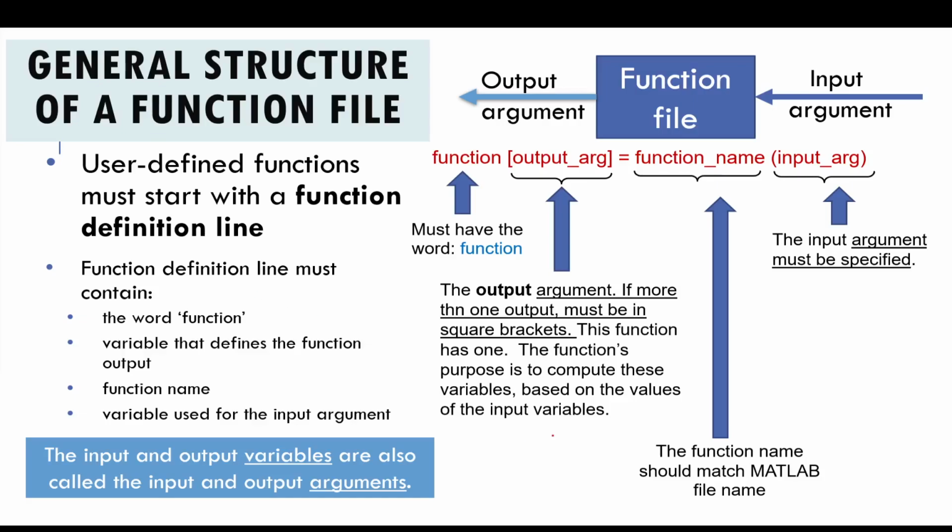As I said previously, it must have the word function, and then followed by the list of output arguments inside the square brackets. Put a comma if there is more than one output. The function name should match the MATLAB file name, and the input arguments must be specified. You have to know that sometimes the input and output variables are also called the input and output arguments.